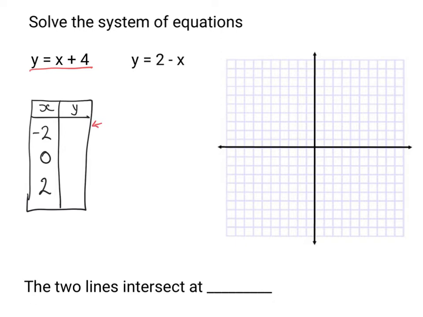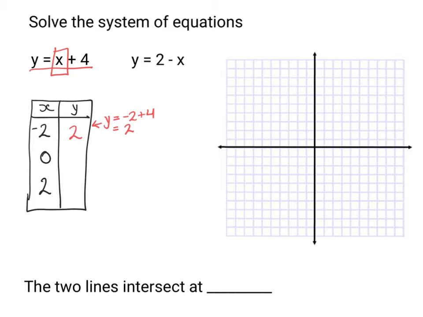Okay, so let's start by finding our first Y value. So Y is equal to X plus 4. Well, instead of writing X, we are going to use the X here, which is -2, and then plus 4. So -2 plus 4, well, that just comes to +2, so let's write that.